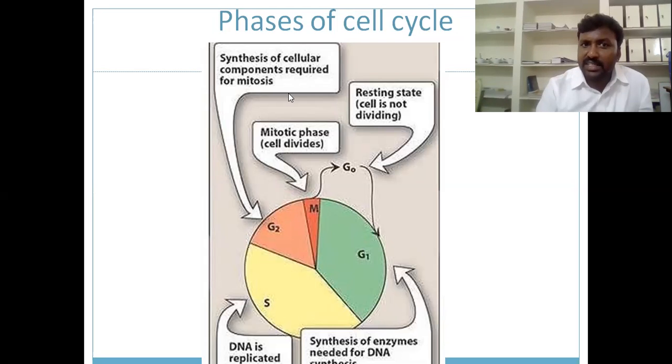In G2 phase, synthesis of cellular components required for mitosis, for further cell division. Whatever is required for the cell, the entire components are prepared in the G2. In M phase, we get the cell division. So the cell will divide. So these are the phases of a cell.